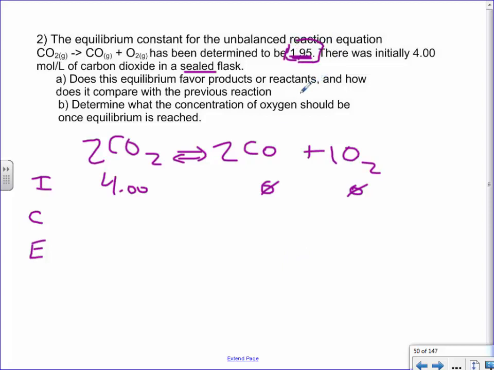But the constant is actually enough for us to be able to make a prediction about what's going to happen. Your carbon monoxide and your oxygen should increase. Now, I don't know how much they're going to increase. I predict it's going to be a significant amount, because this constant, 1.95, is above 1. So I don't expect that when I'm done, these two things down here are going to be like 0.0003. I expect I'm going to have 2 or 3 moles per liter when I'm done.